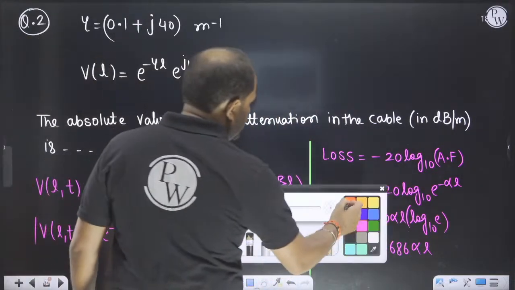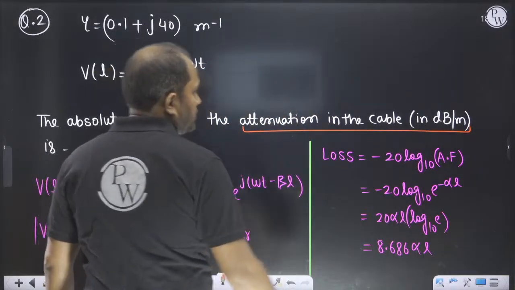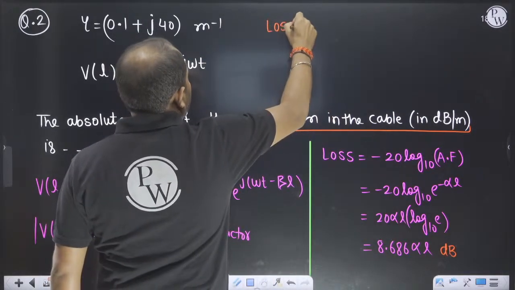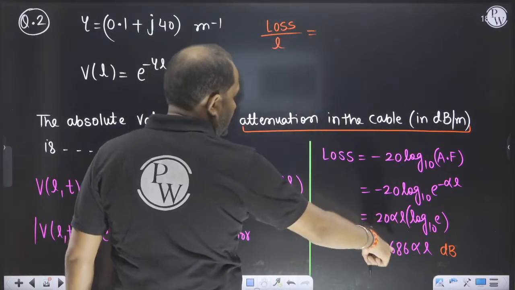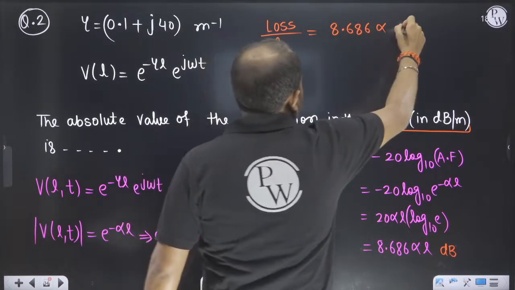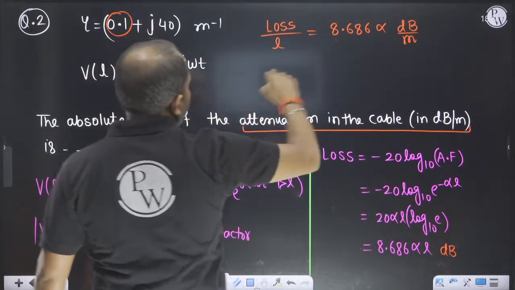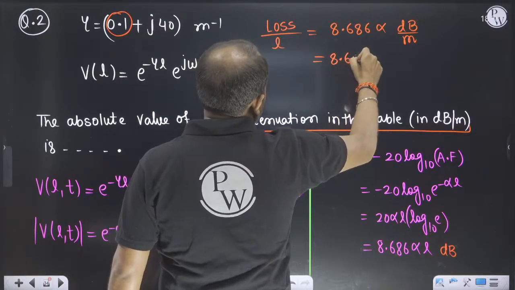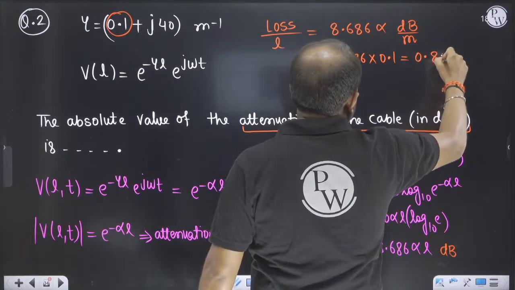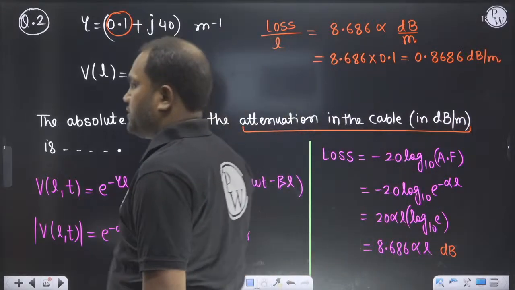Then they have asked loss or attenuation in meter. So it is in dB. So loss per meter will be 8.686 into alpha. This is loss per meter and alpha is 0.1. So 8.686 into 0.1 will be 0.8686 dB per meter. So this is our loss per unit length.